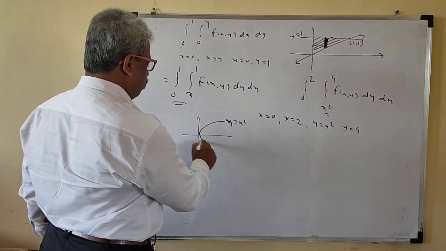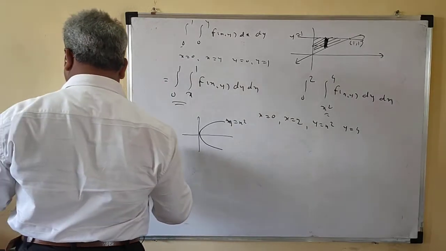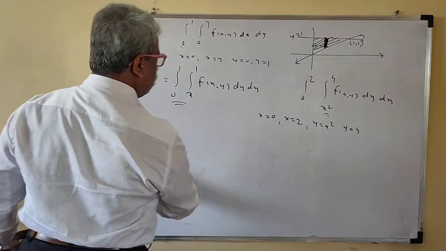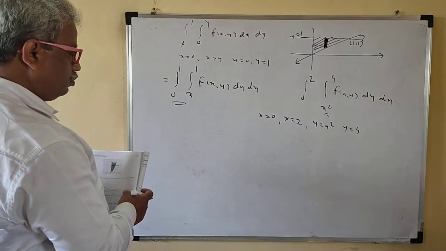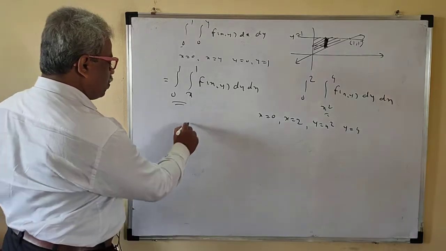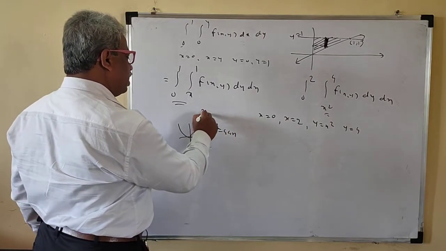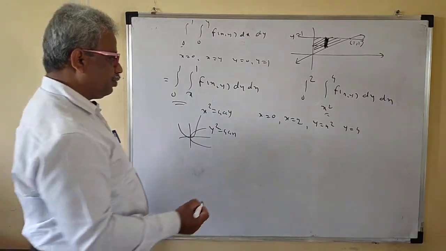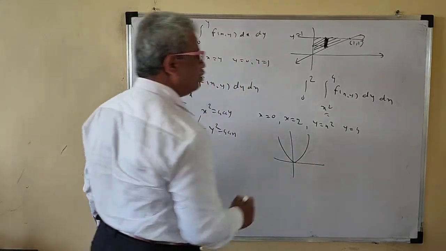This parabola is y square is equal to 4x. This parabola is x square is equal to 4ay. So x square is there, which means this parabola is this. This is your parabola.